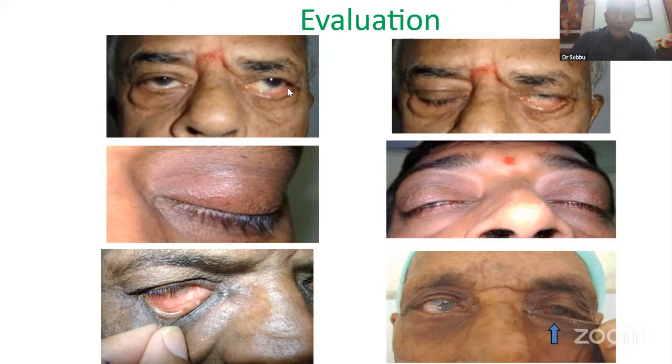Now, while evaluating the orbicularis oculi and its functions, you can see that the patient has a mild ectropion, and on closure you can see a huge lagophthalmos with a little bit of corneal exposure.